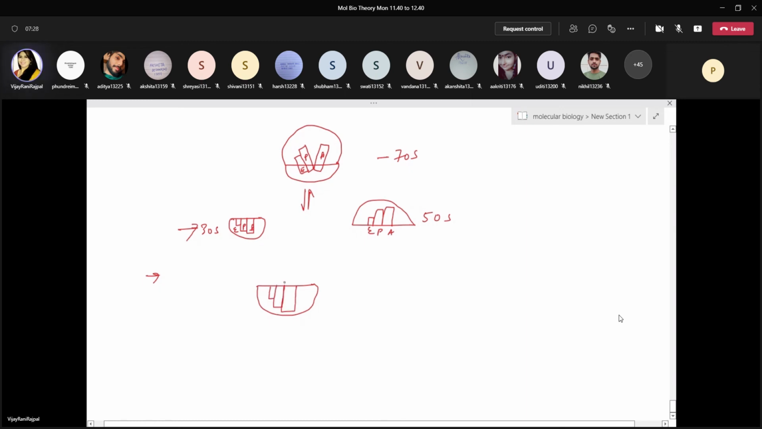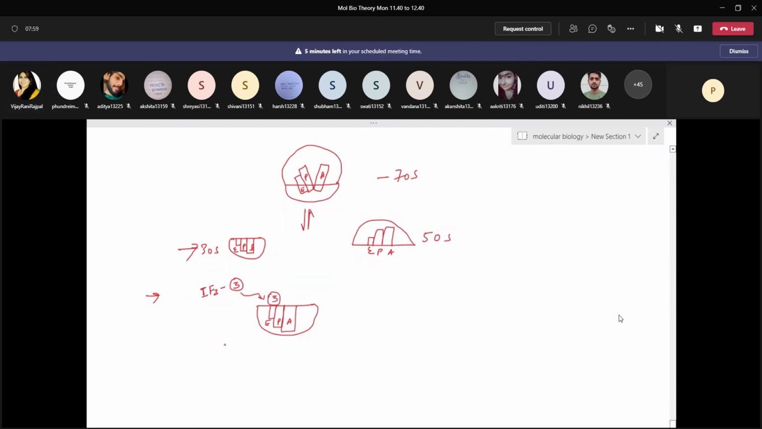Now, in the first step, what happens is IF3, which can be represented as a circle with 3 written in between, because it will be easy for us to place. So this comes and this binds to the E site. So this is E, P, and A. So this is number 3. So this attachment takes place.